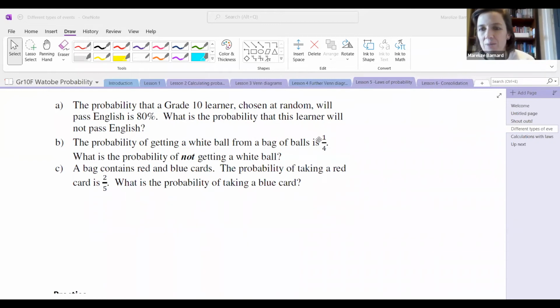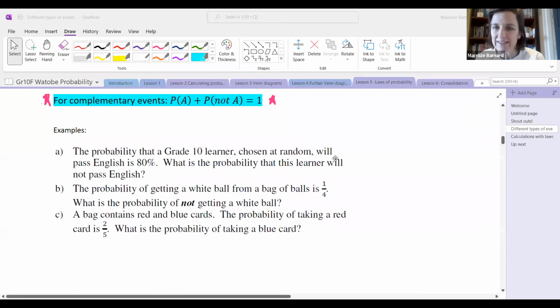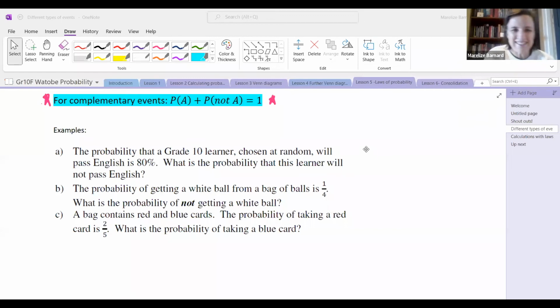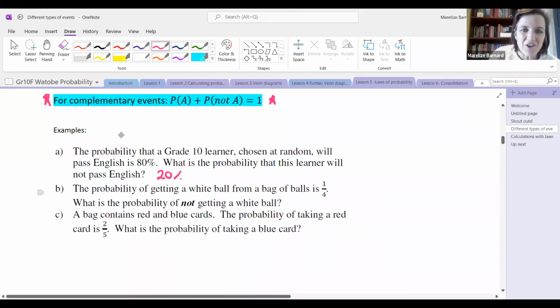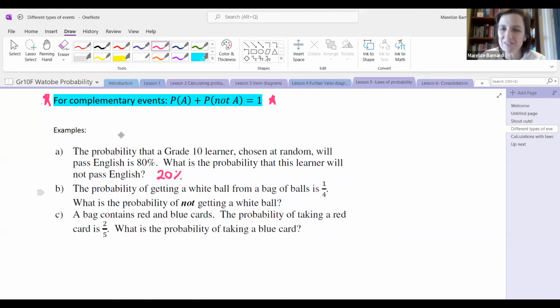Let's see who understood. Pop it in the chat if you know. If the probability of passing is 80%, what is the probability of not passing? Fortune says it's 20. What does everyone else say? Let's see. Pop it in the chat. Yeah, guys, it's 20%. The probability of not passing and the probability of passing, those are complementary events. So that is 20%. Okay, here's another one. Try again. The probability of getting a white ball from a bag of balls is 1/4. What is the probability of not getting a white ball?